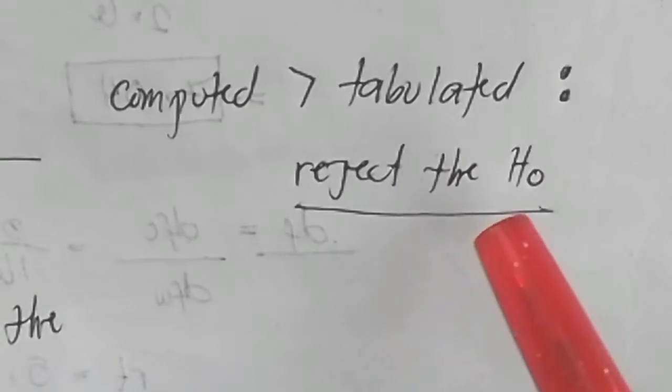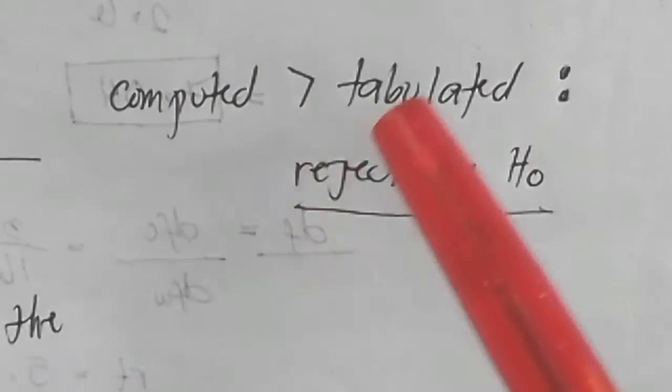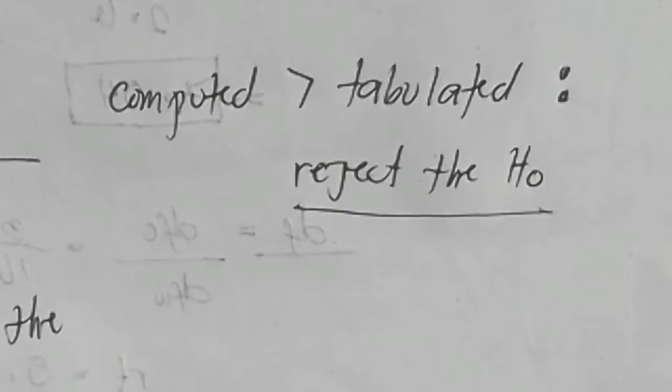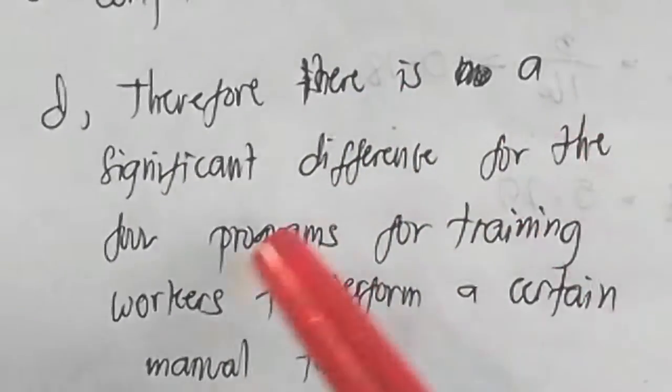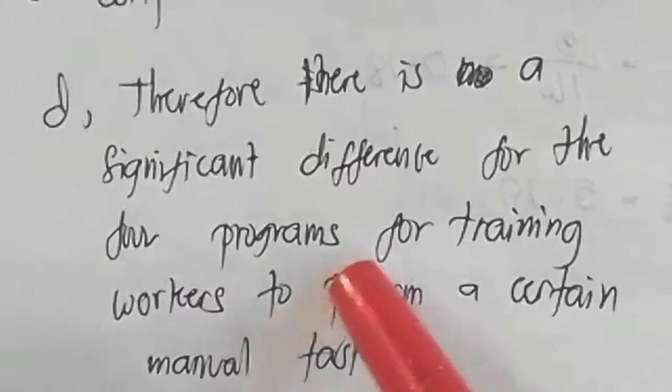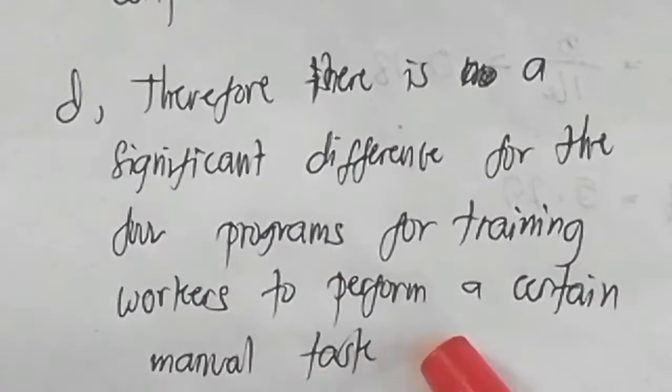We reject the null hypothesis because the computed value is greater than the tabulated value. So our conclusion is, therefore, there is a significant difference for the 4 programs for training workers to perform a certain manual task. That's all.